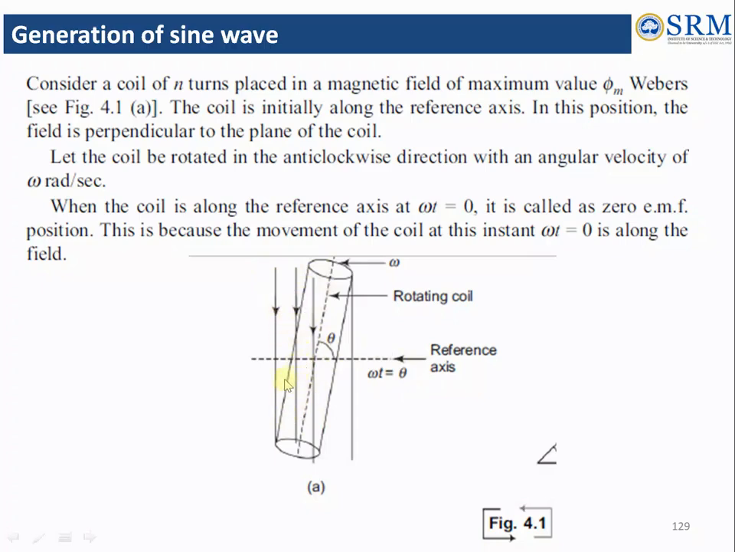Now we are going to rotate the coil in anti-clockwise direction, tilting from this reference axis, with an angular velocity of omega radian per second. When the coil is along the reference axis at omega t equal to 0, that means theta equal to 0, it is called a zero EMF position. This is because the movement of the coil at that instant is along the field.